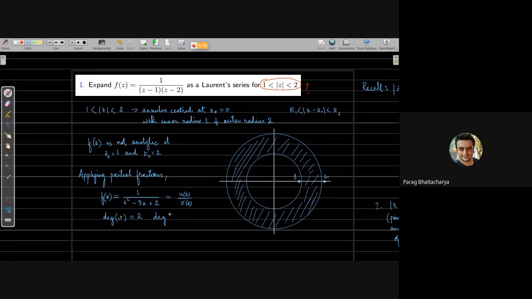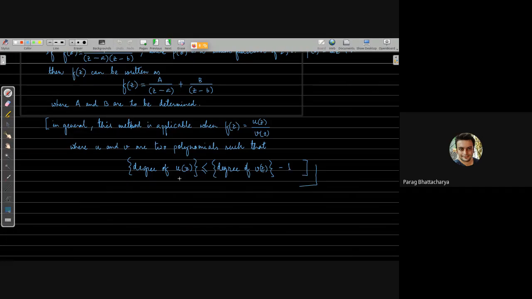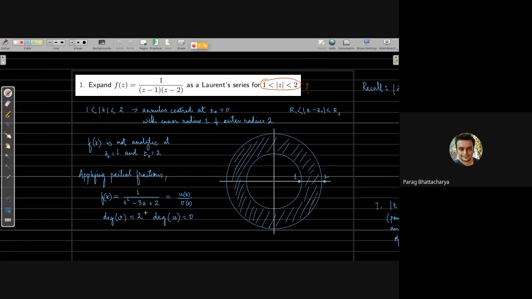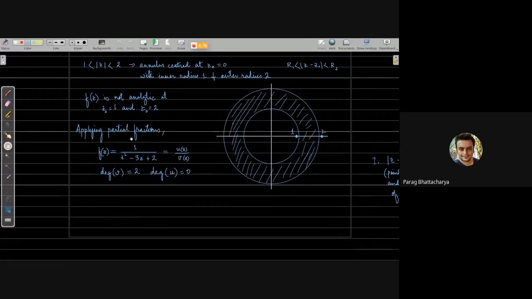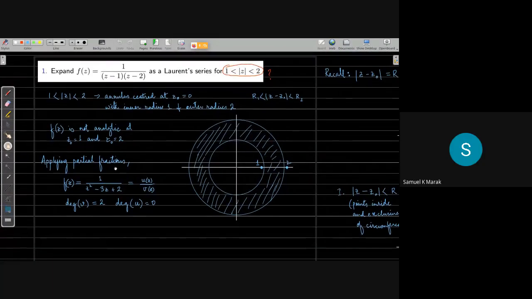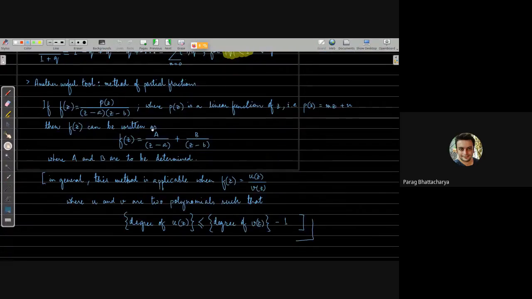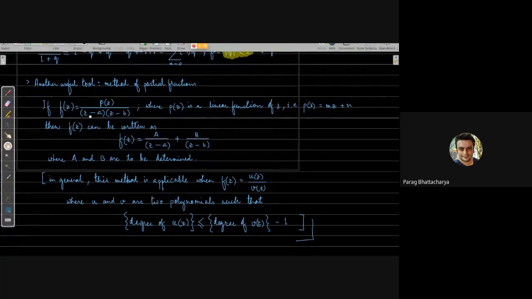Is the condition satisfied? The condition is that the degree of u must be less than or equal to the degree of v. So 0 is less than 2, so the condition is satisfied and we can apply the partial fractions here. Is this understood? Okay. So what is partial fractions? Forget about what is there in the numerator. Just look at the factors in the denominator. We could write this as something divided by the first factor plus something else divided by the other factor. So let's do that.